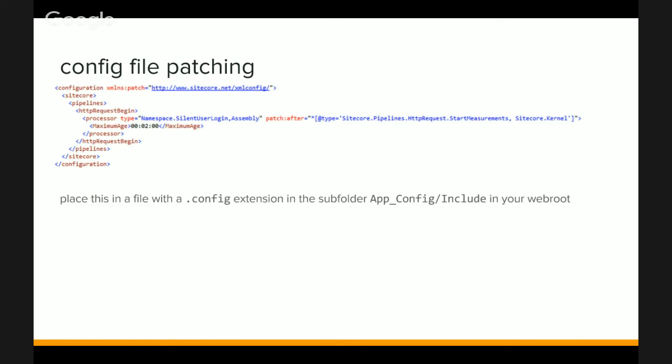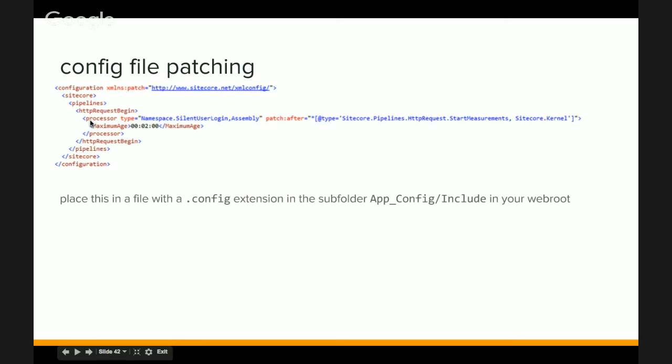That whole Sitecore configuration, Sitecore's got this concept of config file patching. So in this case, I write a very simple XML file with a .config extension and put it in this app config include in your web root. So when it boots up, it will read all the config files in there and use the patching instructions in there to patch it into that config structure. So in this case, we're patching into the pipeline.